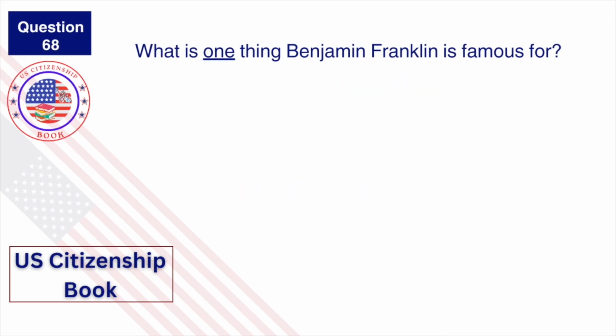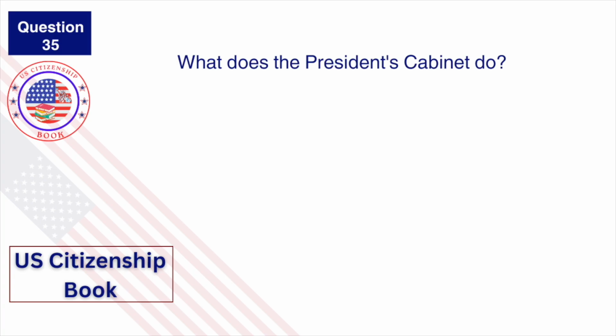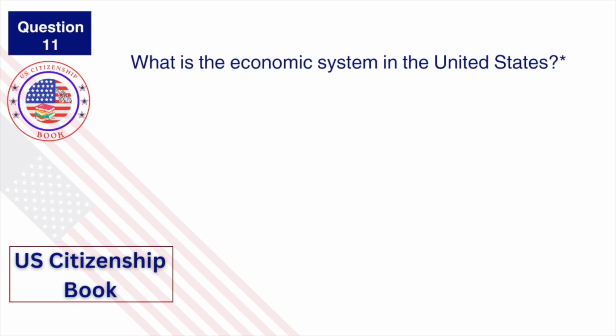What is one thing Benjamin Franklin is famous for? U.S. diplomat. What does the President's Cabinet do? Advises the President. What is the economic system in the United States? Capitalist economy.